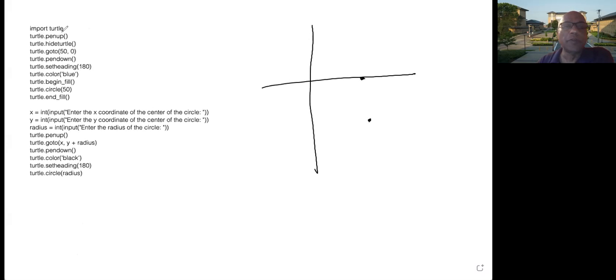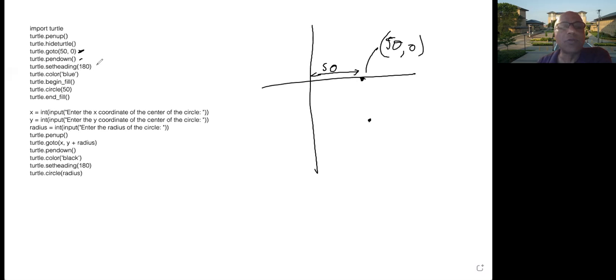So we take the pen up, or put the pen up, hide the turtle. I don't want to see that turtle. And then I go to 50, 0. So I'm going 50 units to the right, but I'm not going down or going up. I'm staying here. So this is 50, 0. Closely follow what is happening. So I'm at x50, y0. So that is here. Then I put the pen down. So whatever I draw now will be shown.